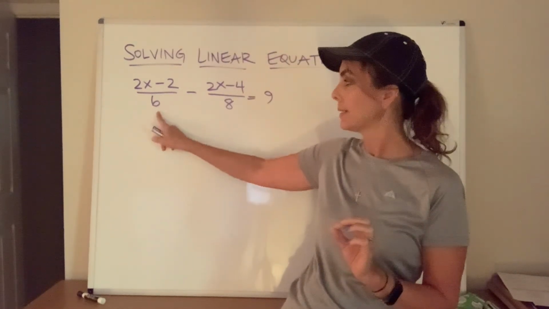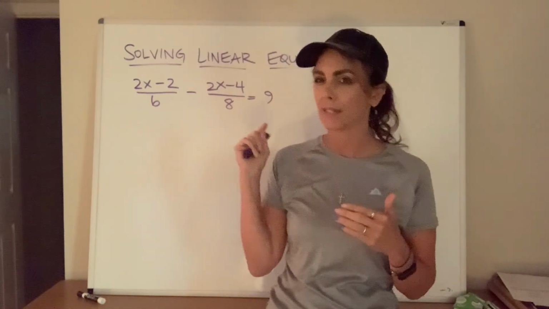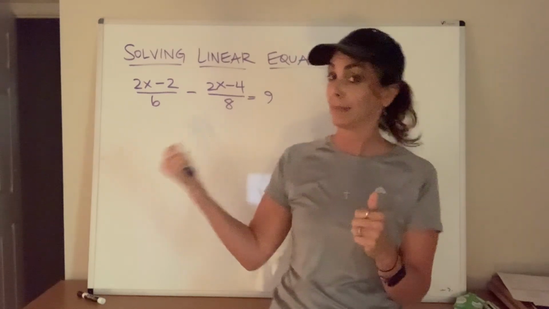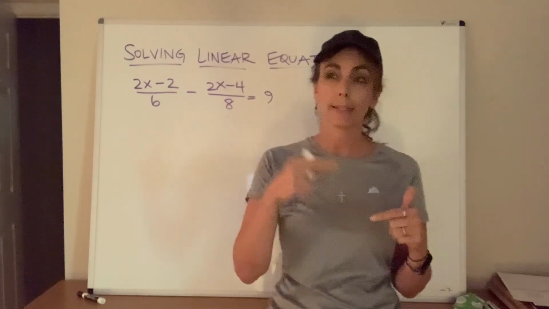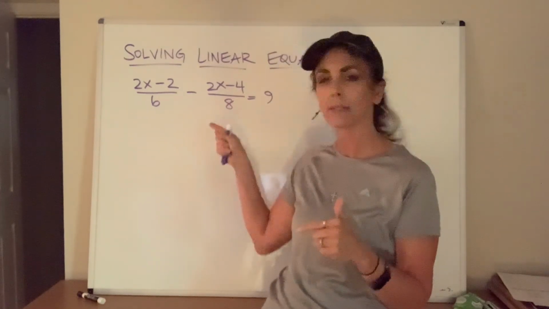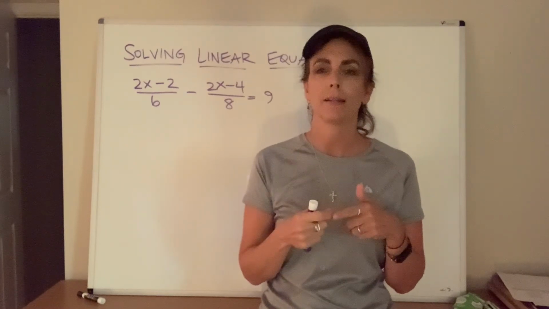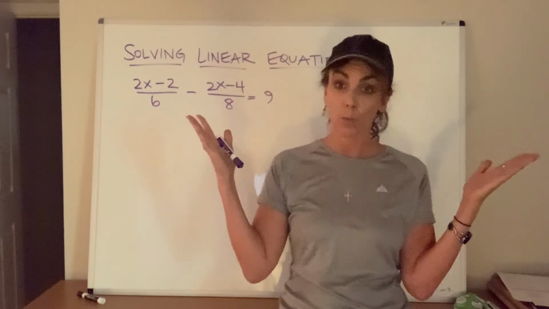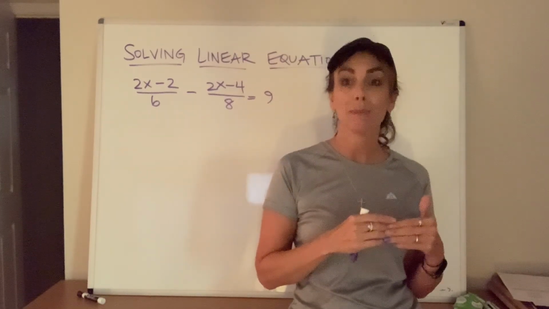I'm looking at 6 and 8. What is the least common multiple of 6 and 8? Well, it's not 8 because 6 doesn't go into 8. So think about the first multiple of 8, 16. Does 6 go into 16? No. So what's the next multiple of 8? That would be 24. Does 6 go into 24? We have a winner, okay? So I have identified my least common denominator to be 24.